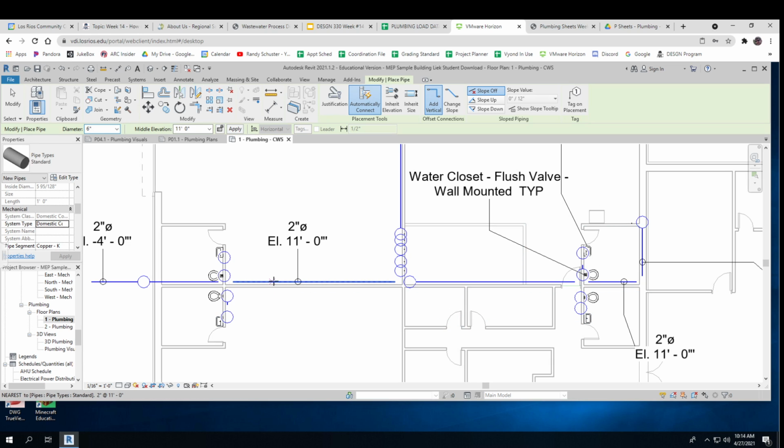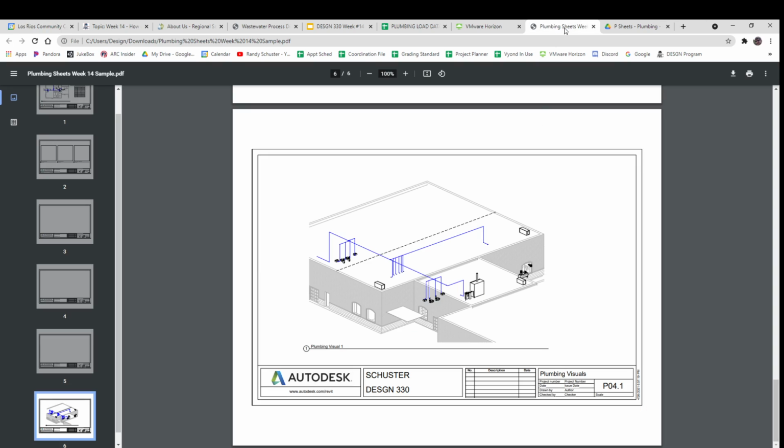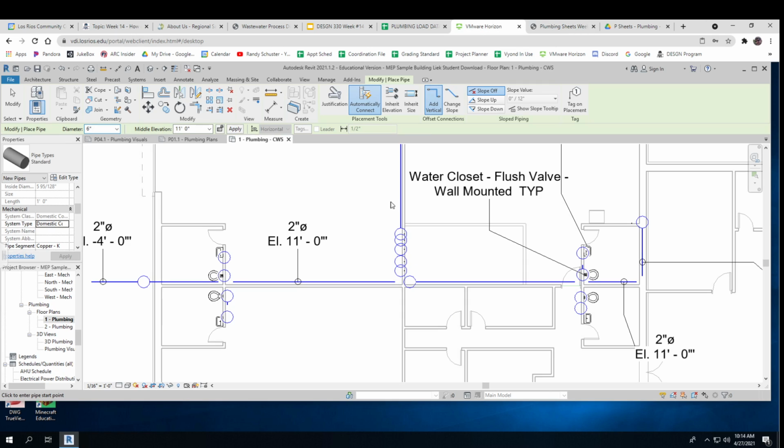So anyway, domestic cold water, that's what we're using. Now, the next one in the list is hot water supply, domestic potable drinking water for hot water. And you'll see on ours, we don't have hot water, right? You're not seeing it. I don't have any hot water lines, even though I might need hot water here at the lavatories. I almost for sure will. I probably need some hot water over here. So why don't I have hot water?